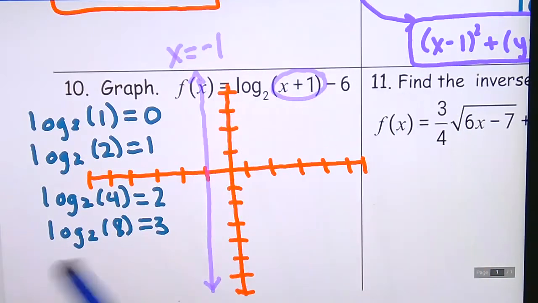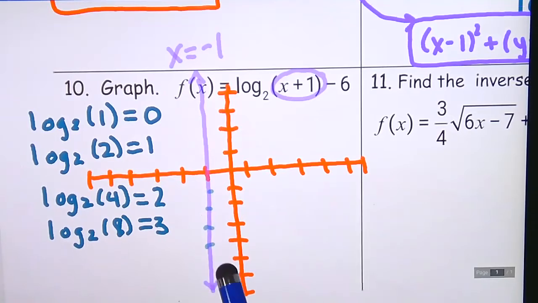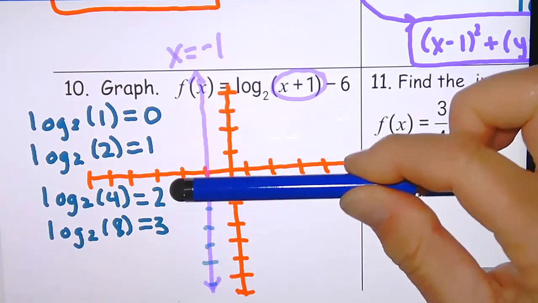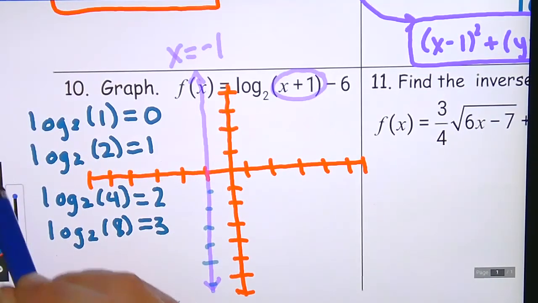Now, this -6 means my graph is dropping down 6. So I'm dropping down 1, 2, 3, 4, 5, 6. Again, I'm really on this asymptote. I've dropped down 6. And this is where I'm going to be doing my logs. Let me make it darker.